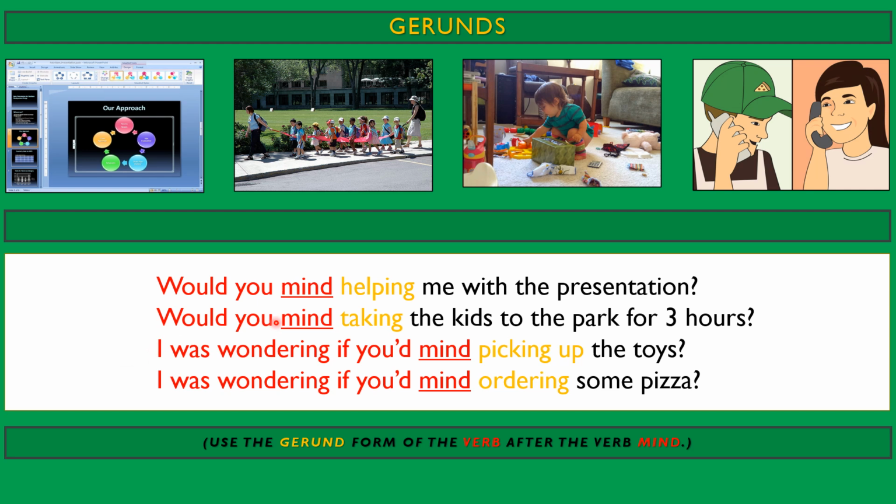Remember, after the verb mind, the next verb should be in the gerund form, which is the verb plus ing. Remember, when you ask the question, would you mind, you want to know if the person has any problem with doing the action or with doing the favor.